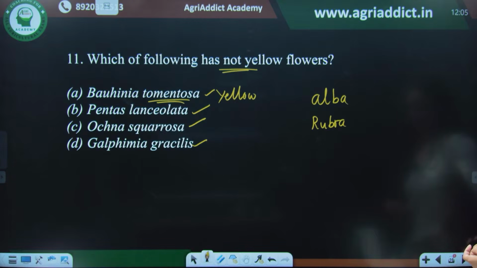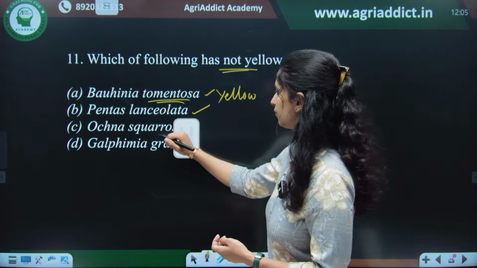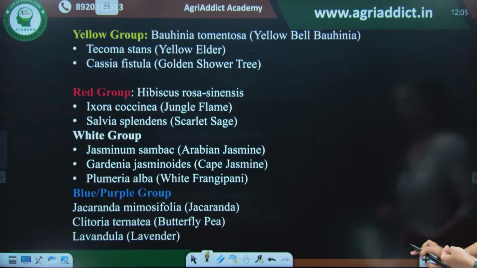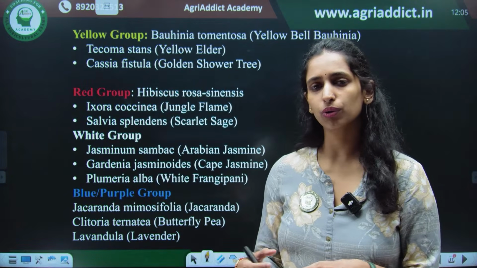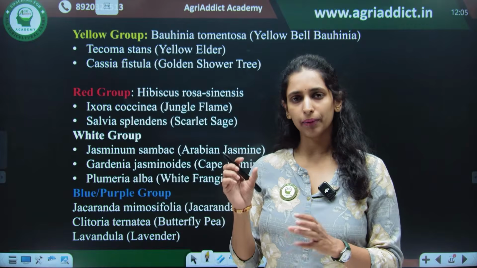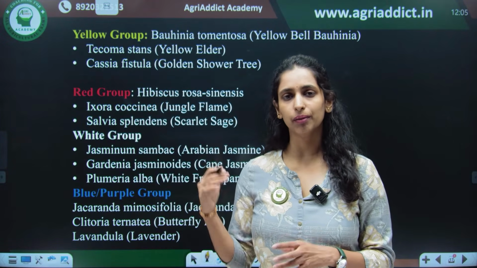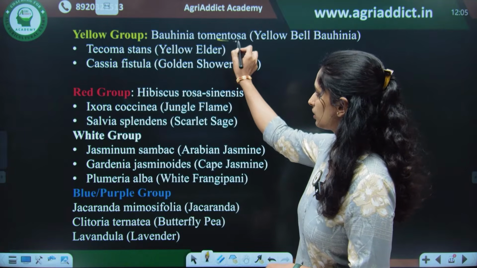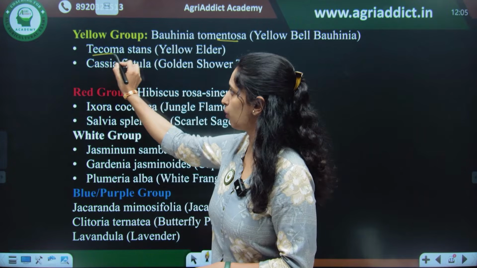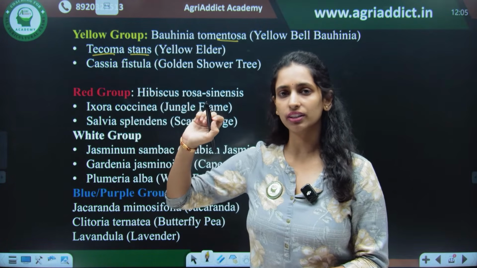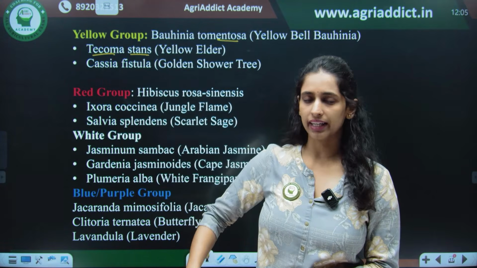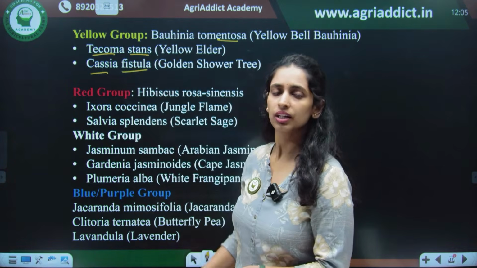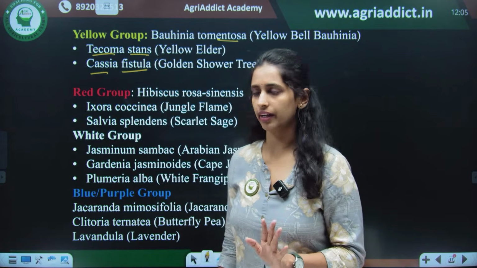Okay, so if you may get confused I will correct the mark. So some yellow groups you have to know. You can't remember everything, you remember the keywords and also you remember important species. Yellow group: Bauhinia tomentosa, Tecoma stans. ये बहुत इंपॉर्टेंट है बिकॉज ये नॉर्थ इंडिया में तो बहुत कॉमन है as a garden plant. Tecoma stans and Cassia fistula. येलो कलर में तो ये तीन को आपको याद रखना ही है.